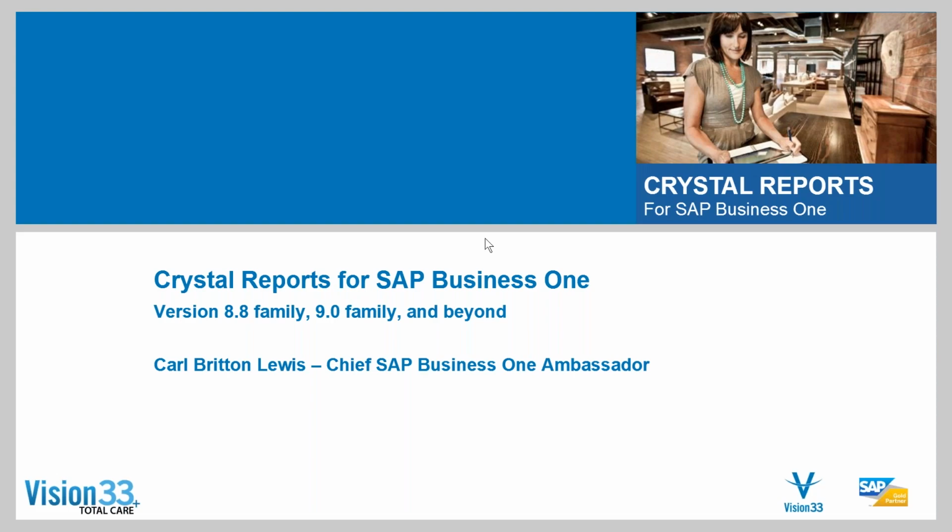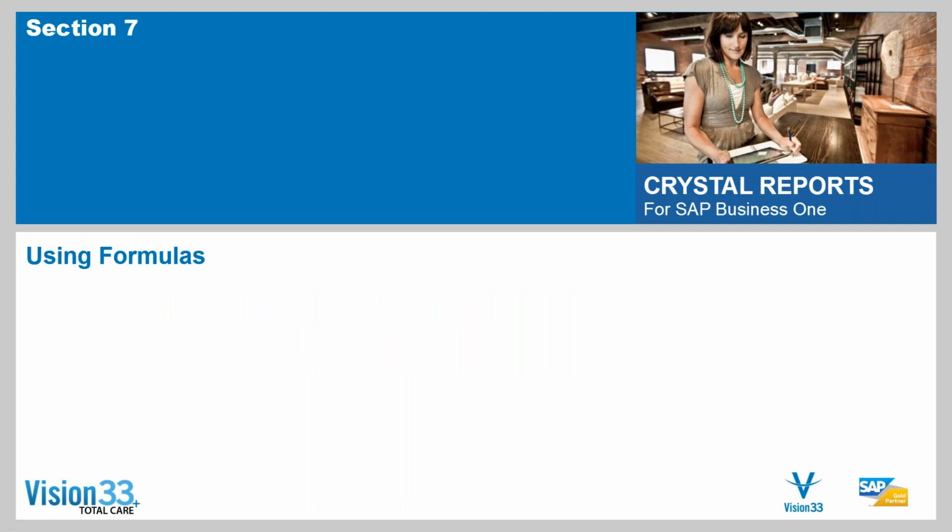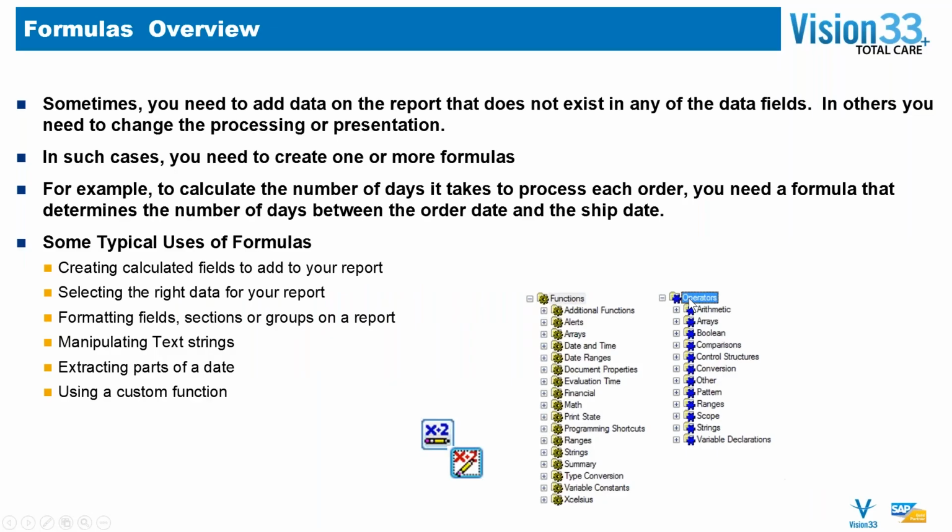And today our time together is going to be session number 4 in our series on Crystal Reports for SAP Business One. And today we're going to be talking about formulas in Crystal Reports. So sometimes you need to add data to a report that doesn't really exist in a data field in the database. And so you need to change the way perhaps that the system processes in order to get the data on the screen that you want.